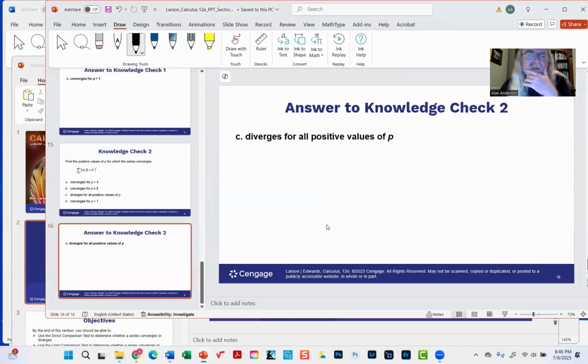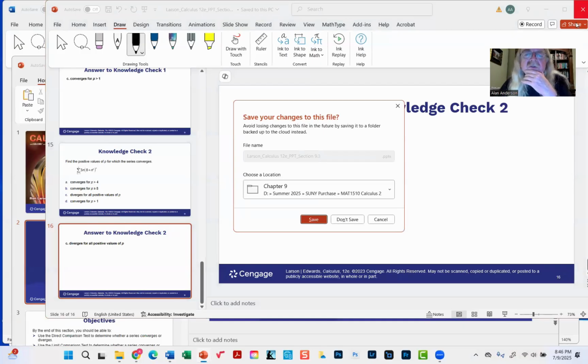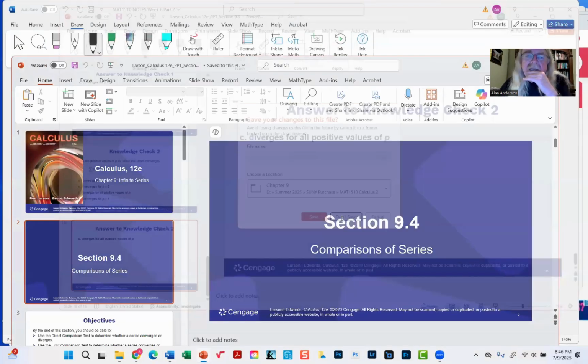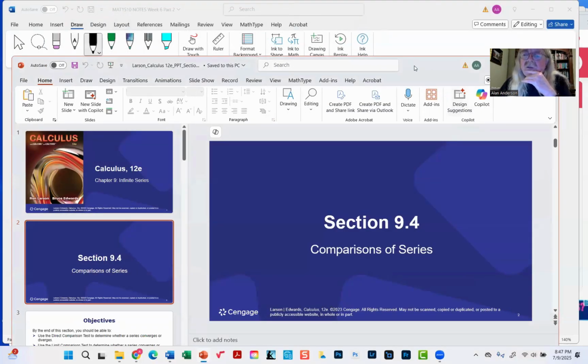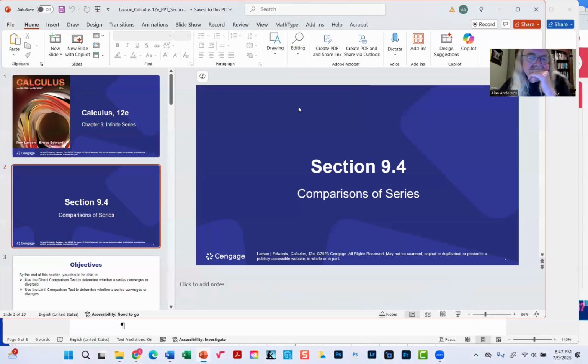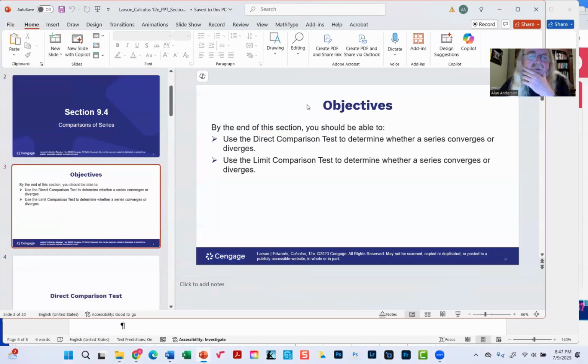All right. So here we're comparing series to each other. Sometimes we have series whose properties we already know, and we may be able to draw conclusions about other series from those. So we have the so-called direct comparison test, and we have the limit comparison test. And again, the whole point of this is to see if our series converges or diverges.